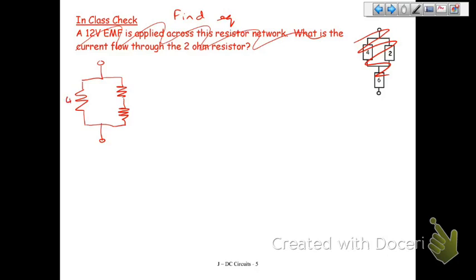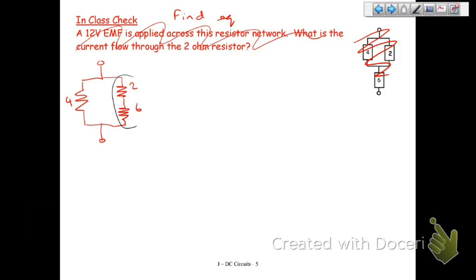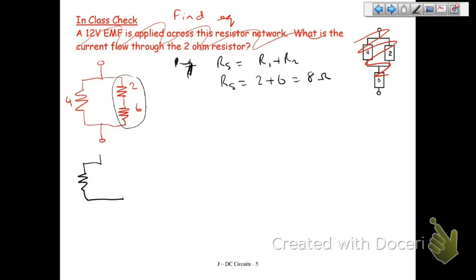So let's have a look. Let's make this one 4 and this one 2 and this one 6. So in this one, I want to sort out what order, and in this case I'm going to do the series first because they're unambiguously in series. 2's in parallel with 4, but so is the 6, so do the series bit first. R series equals R1 plus R2, so R series equals 2 plus 6, which equals 8 ohms. So now I have a circuit that looks like this.